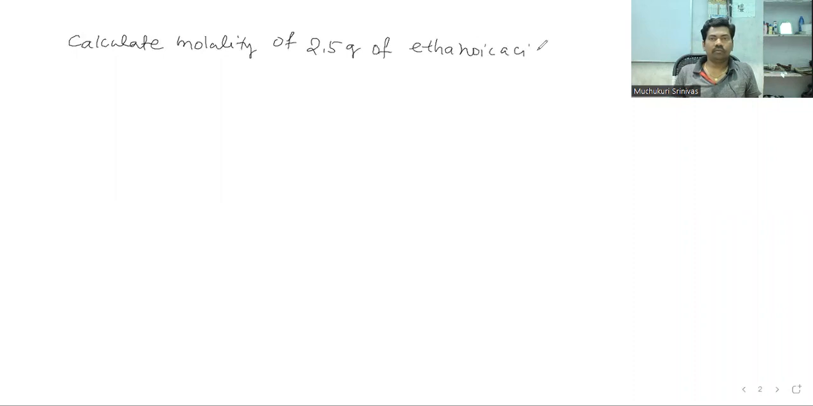The next, another important problem in this chapter: calculate the molality of 2.5 grams of ethanoic acid in 75 grams of benzene.